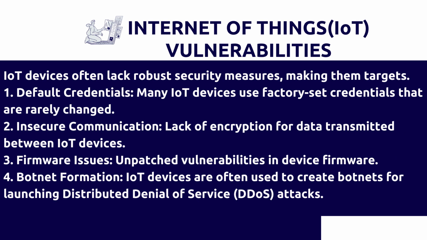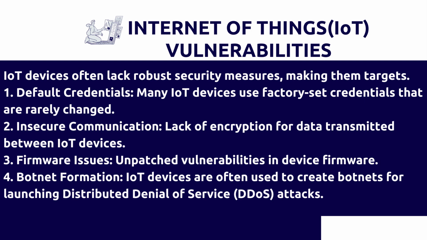Then we have the IoT vulnerabilities, Internet of Things vulnerabilities. IoT devices often lack robust security measures, making them easy targets. Number one, we have the default credentials. Many IoT devices use factory-set credentials that are rarely changed. Number two, we have the insecure communication. Lack of encryption for data transmitted between IoT devices. Next one, we have the firmware issues. Unpatched vulnerabilities in device firmware. Next, we have the botnet formation. IoT devices are often used to create botnets for launching DDoS attacks, distributed denial of service attacks.